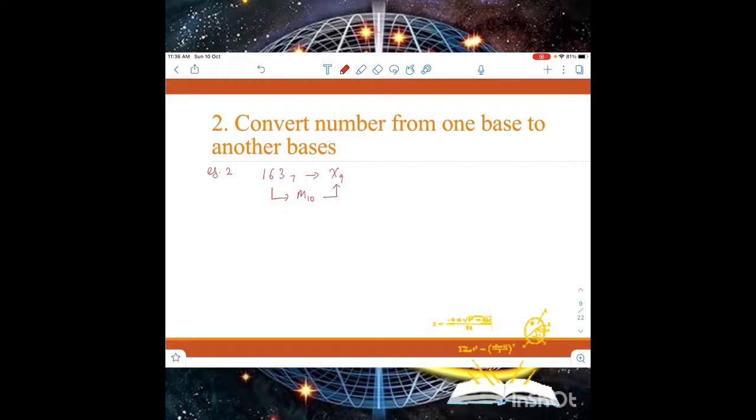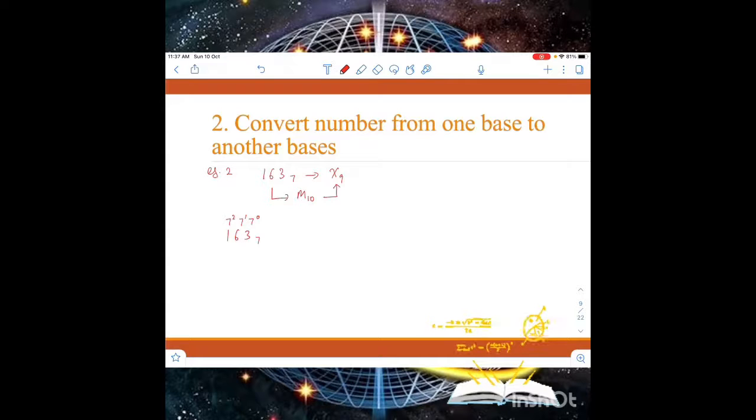So let's start. 163 base 7. To find the number value, we will write 7 on top of each of the digits because it is a base 7 number. Then we will put power 0, 1, 2, increasing from one place to another place. Then to find the number value, we just multiply the digit with the place value.